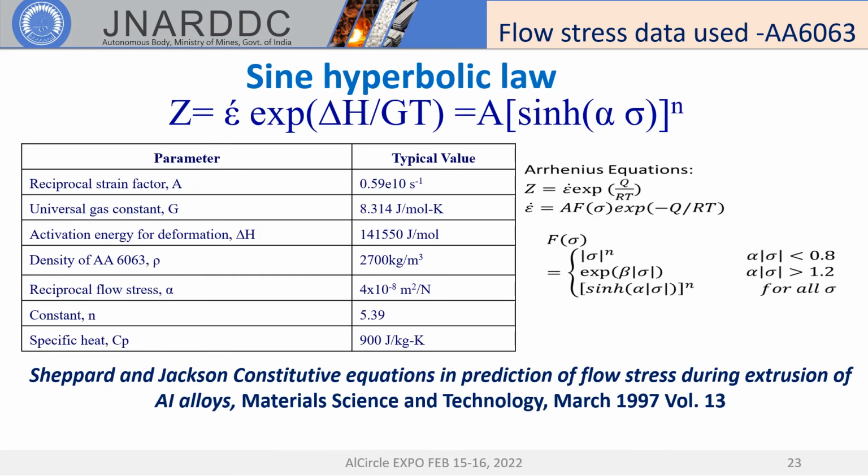This slide represents the flow stress data used for AA6063 alloy. For numerical simulations, the mathematical expression used is the sine hyperbolic law and can be used for all aluminum alloys. Z is the Zener-Hollomon parameter, epsilon prime is the strain rate, delta H is the activation energy and generally depends on the alloy. R is the universal gas constant, T is the temperature of extrusion, and A is the reciprocal strain factor and n is a constant.